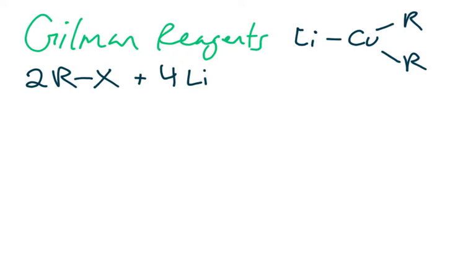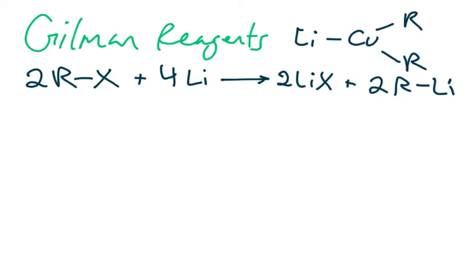Because normally we'd have 1 alkyl halide and 2 lithiums. So this whole thing is just happening twice. And we're going to make 2 of these side products and 2 organolithium reagents. So in order to get a Gilman, you have to first get an organolithium reagent.